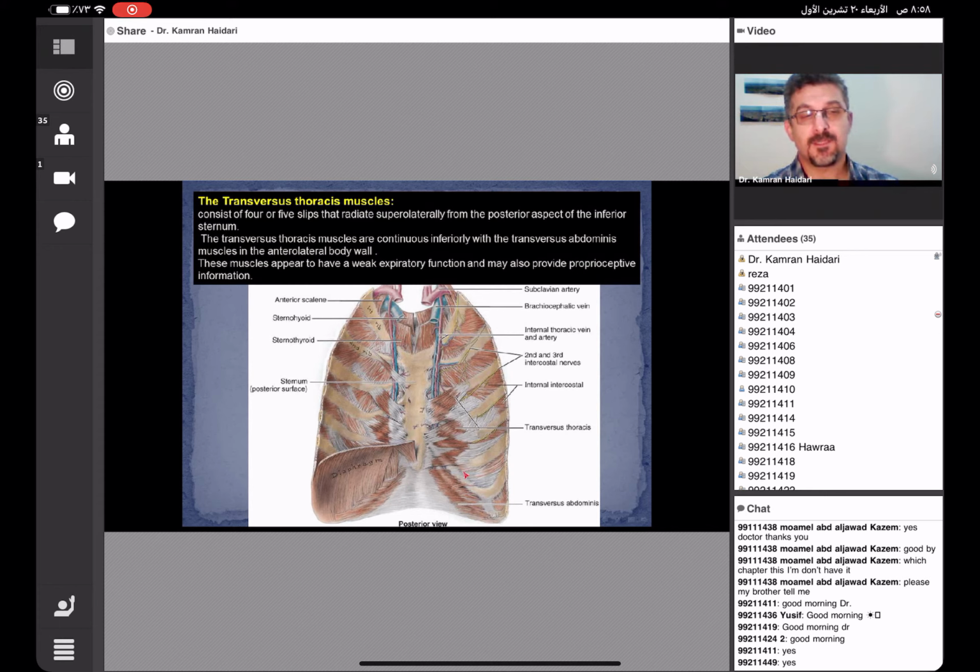Because of the location of this muscle in the lower part of the thorax, the internal thoracic vessels and its terminal branches are hidden by this muscle in the lower part of the thorax. We can see this vessel, this is the internal thoracic vessels, is hidden whenever the muscle is present.